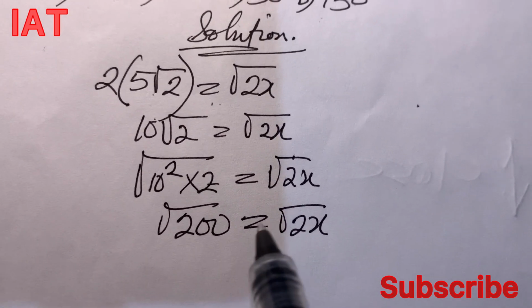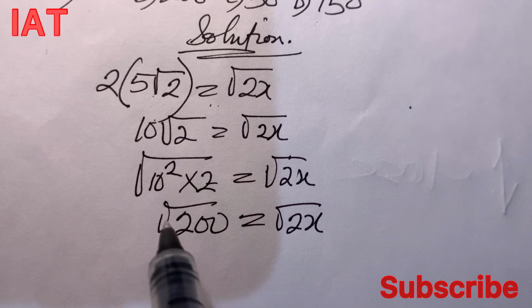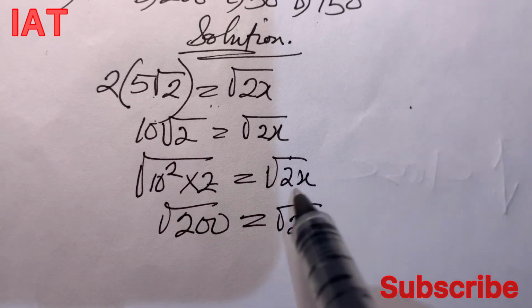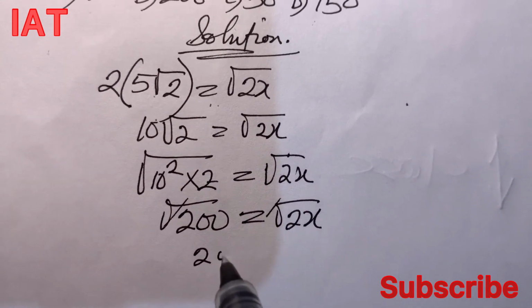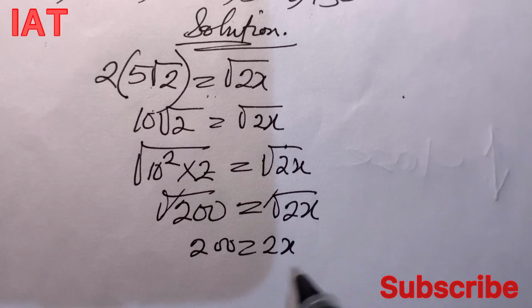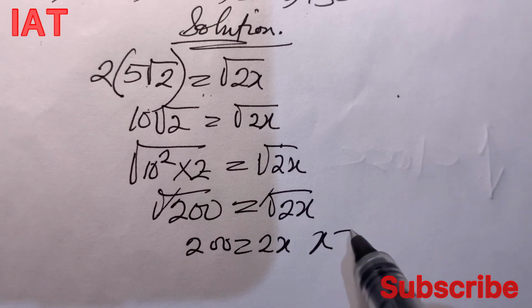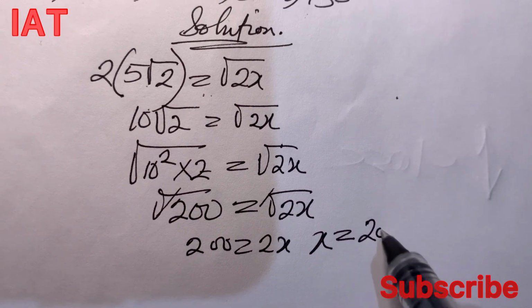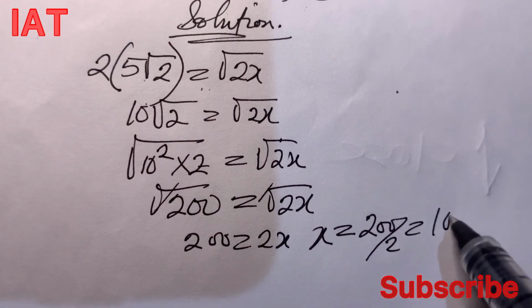So what's the next thing we need to do at this point? We need to just cancel this square root. And when we cancel that, we have that 200 is equal to 2x. So looking for x now will be equal to 200 divided by 2, and the result is 100.